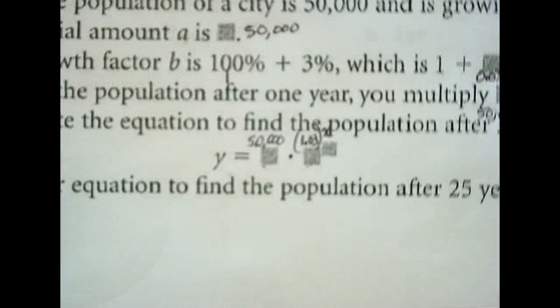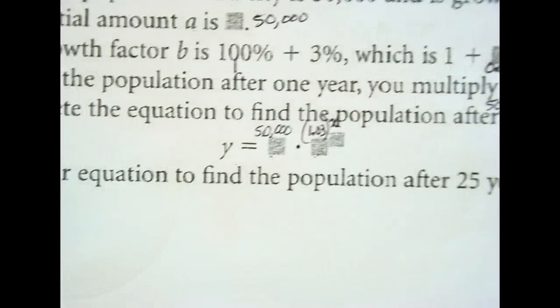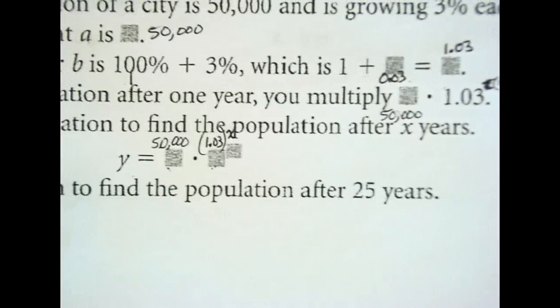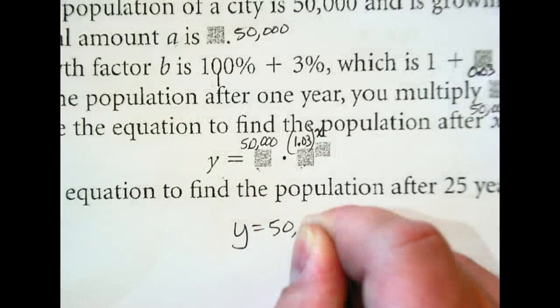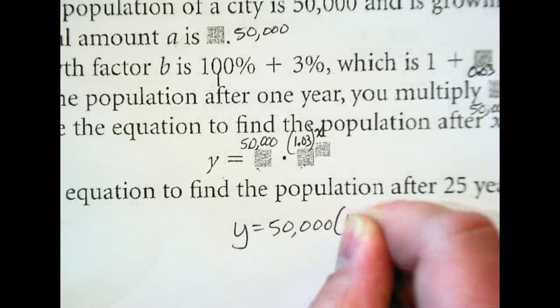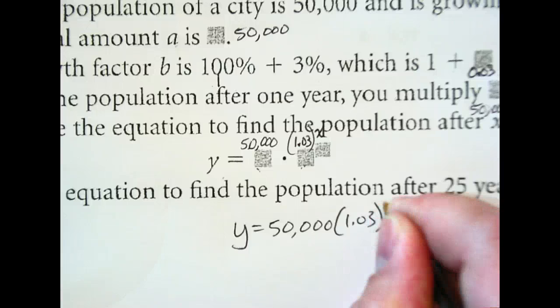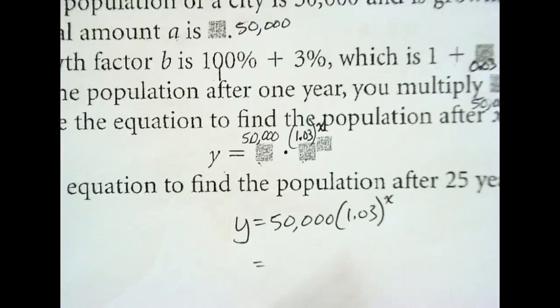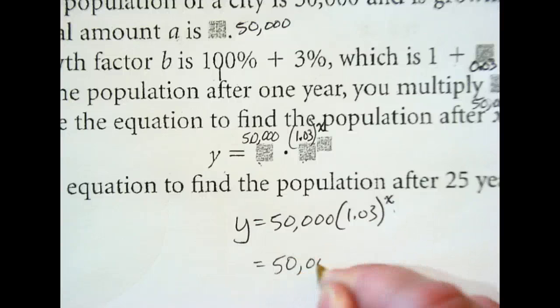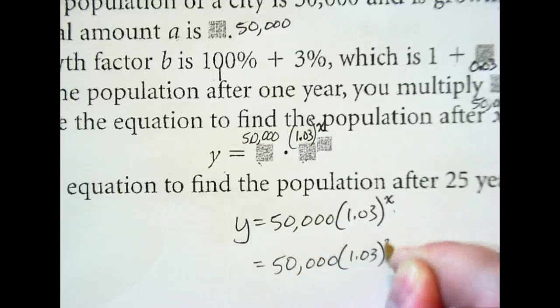We'll zoom in there. Okay, so in this last part it says, use your equation to find the population after 25 years. So our equation, y equals 50,000 times 1.03 to the power of x. I got something crazy. Okay? Kevin, what are we plugging in there? 25 for x. That's how many times we're repeating this. 50,000 times 1.03 to the 25th. Anyone get that?